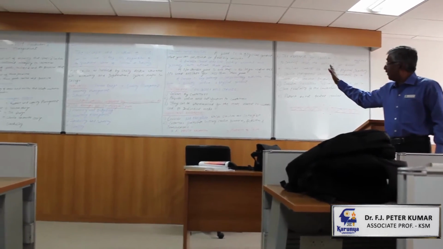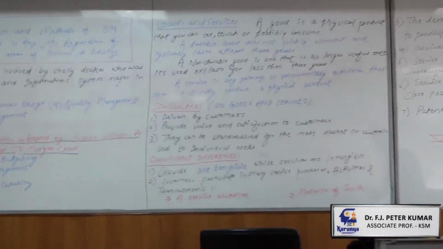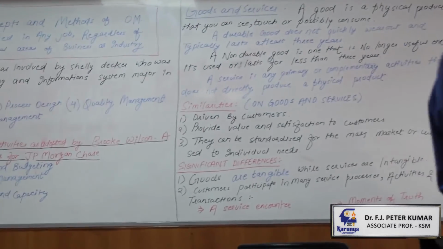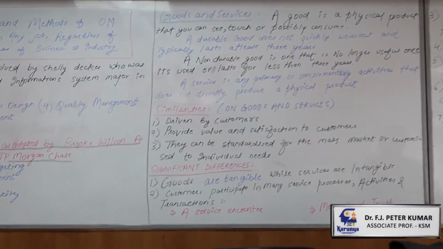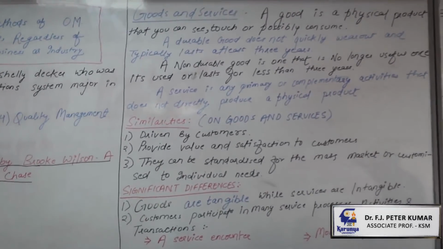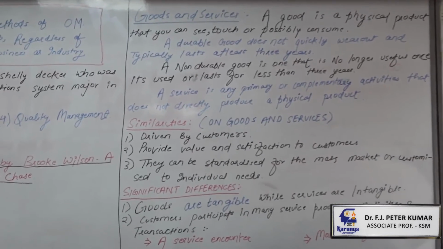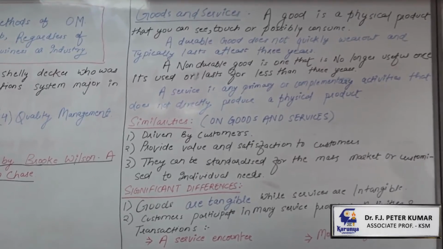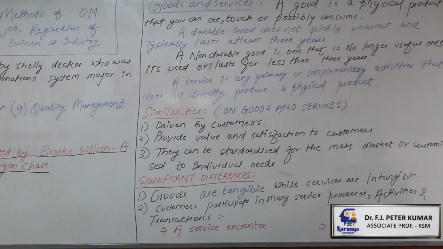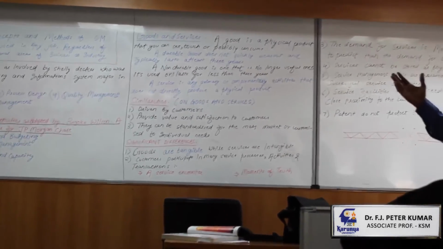So a good is a physical product that can be seen, that can be touched, that can possibly be consumed. Okay, so that is a physical good. That is what we call a good. If you cannot see something, we will not consider it as a good. A durable good means it can be used without wear and tear, and it at least lasts for 3 years. That is, the durability can be guaranteed. It can go up to 3 years.